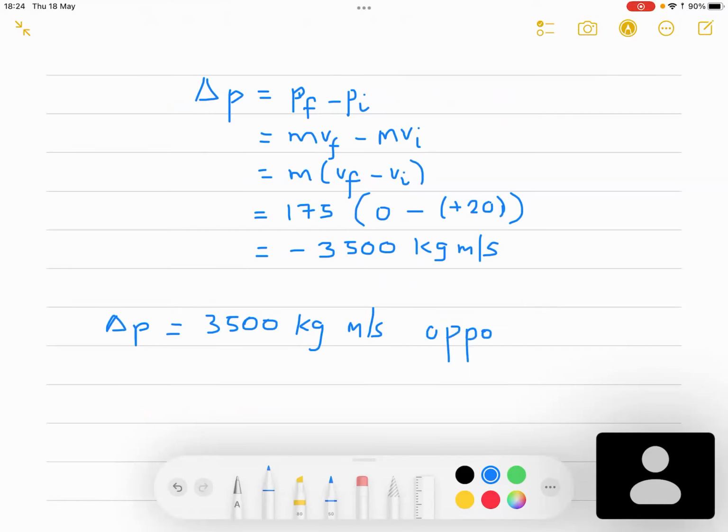opposite to the direction of motion. Okay, so that's the change in momentum.